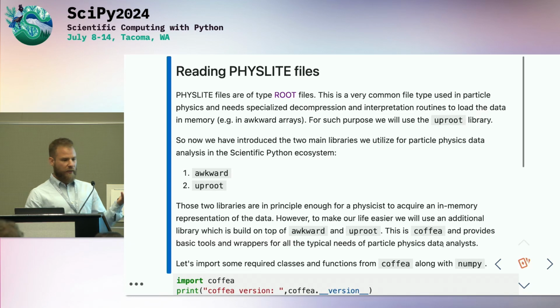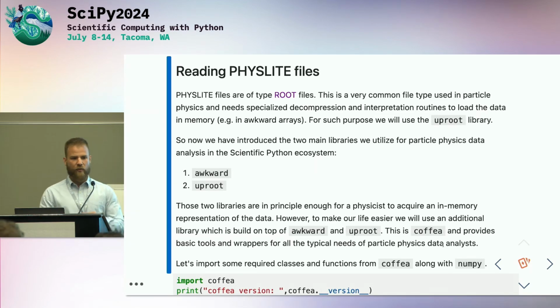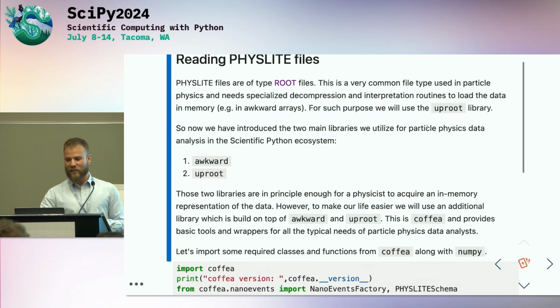So if you get this PhysLight file, you go to the open data repository, you download, let's say, one of these PhysLight files, and then you need to read it somehow. These PhysLight files are actually ROOT files. ROOT is a very, very common kind of data file that we use in particle physics. And it needs very specialized decompression, deserialization, and interpretation routines. We used to do this in old-school C++ software. But there is a Python library made for that. It's called uproot. So with the library uproot, you can actually read these PhysLight data files seamlessly.